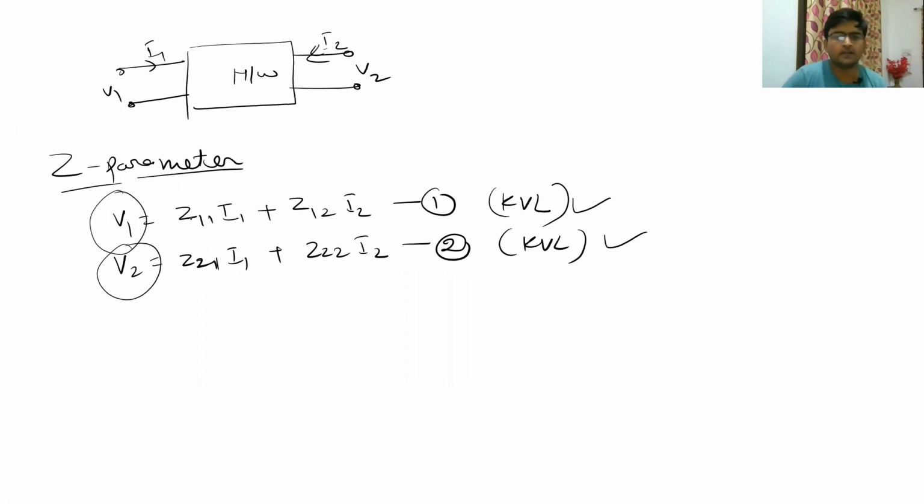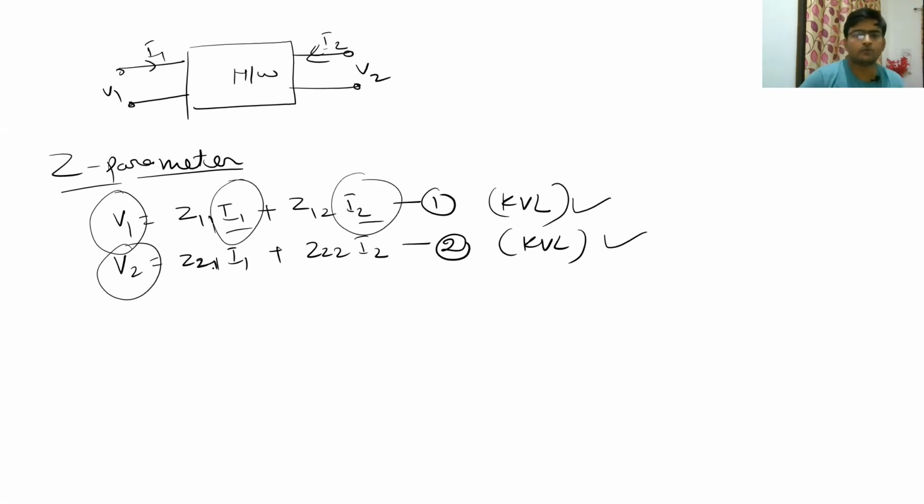So as you can see, we have these Z11, Z12, Z21 and Z22 terms. These are the different parameters of this Z parameter system. As you can see, V1 and V2 are dependent on Z11, Z12, Z21, Z22, as well as I1 and I2. So we can say that V1 and V2 are the dependent variables, which depend on the variables I1 and I2, which we can say are independent, right?